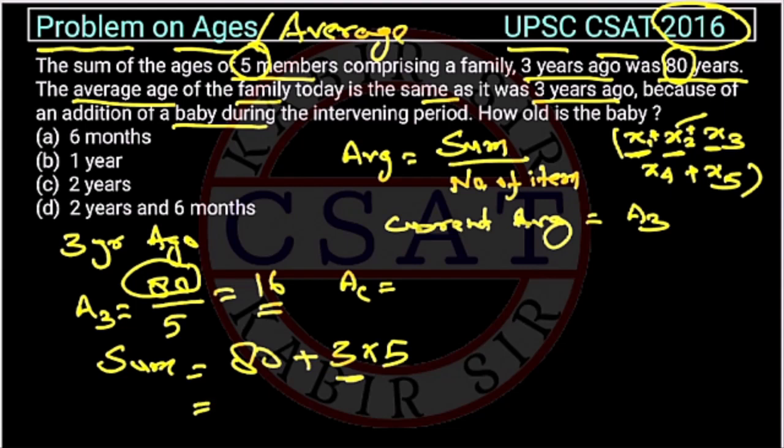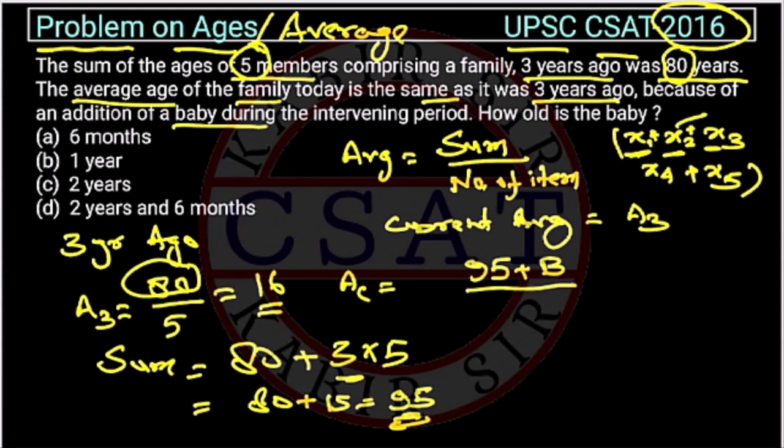So the total sum will be 80 plus 15 is equal to 95. So the current summation of their age will be 95, right? Either you can do from here also, plus 3 plus 3 plus 3, right? So this will be 80 plus 15, both are the same thing. So this will be 95, and one is a baby, we don't know whether the baby is a boy or a girl, right?